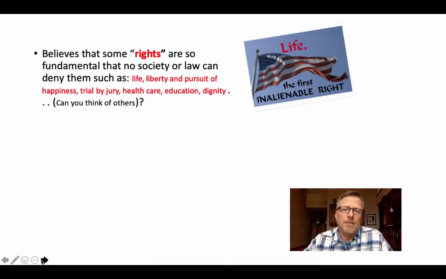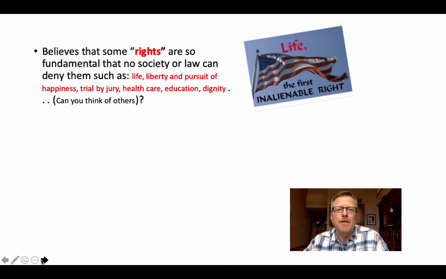Some of the concepts here: stage 5 thinkers believe that some rights are so fundamental that no society or law can deny them. These are called inalienable rights, like life, liberty, and the pursuit of happiness. It doesn't guarantee that you will be happy. It guarantees that you have the right to pursue happiness as long as you don't infringe upon the rights of others to do so. And things like a trial by jury, healthcare, education, dignity as a human being.